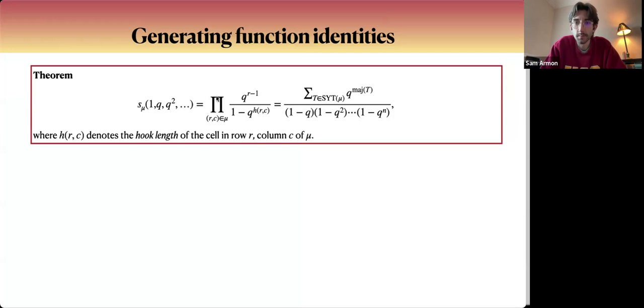The first is this hook content formula. It's a product over the boxes in my integer partition of q to the row of that box over 1 minus q to the hook length of that box. So there's kind of like how many cells are to the right plus how many cells are below that particular cell. And so this gives me the first nice identity for the principal specialization. But then there's also this nice expression involving the major index statistic, displayed on the right here.